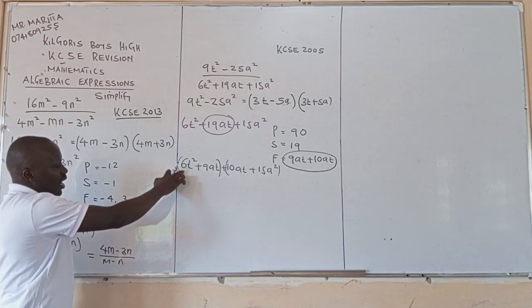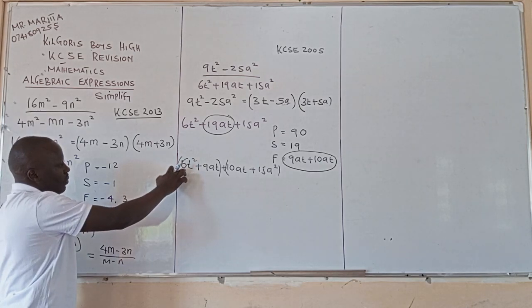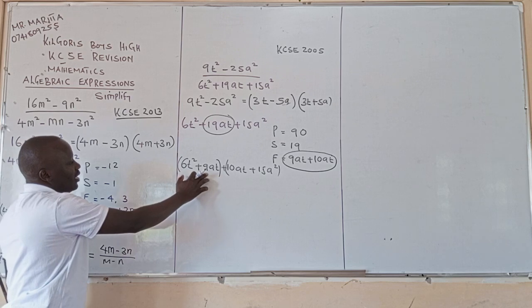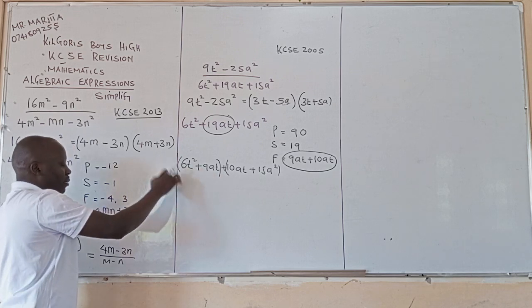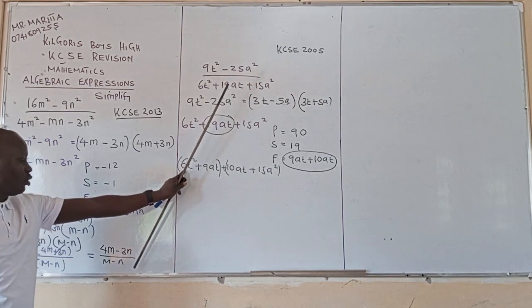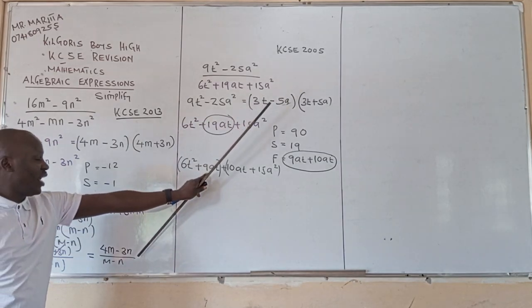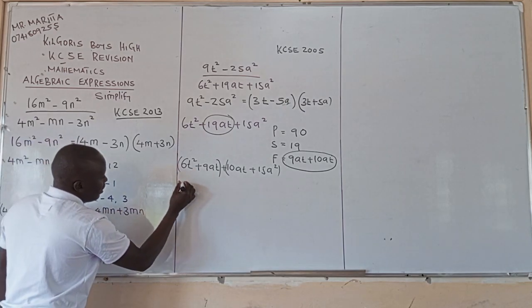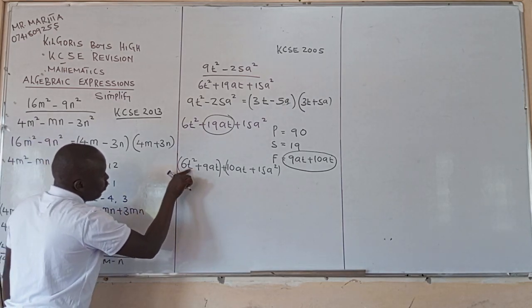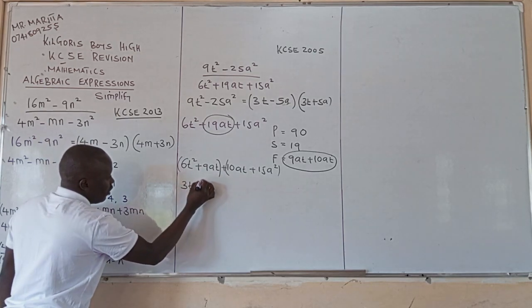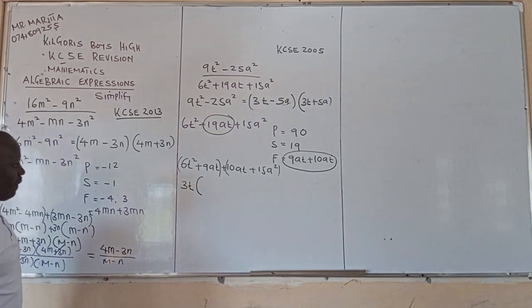3 can divide 6t squared, 2 times, and then we have 9, and it can divide 3 times. So the common factor we have here is 3. Then we have t squared, and then we have here t. So we have 3t, then we open a bracket there.